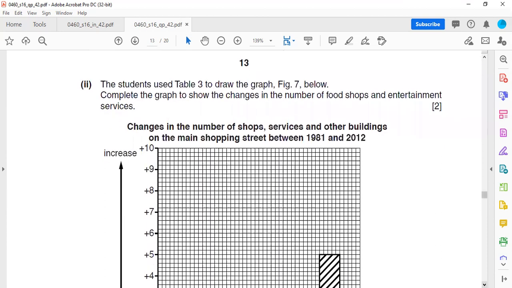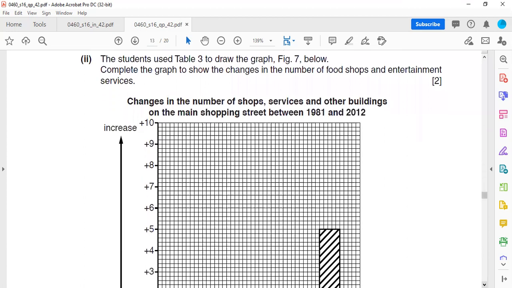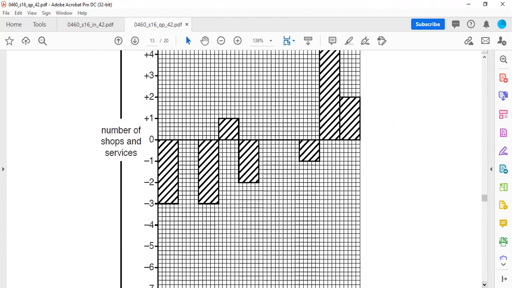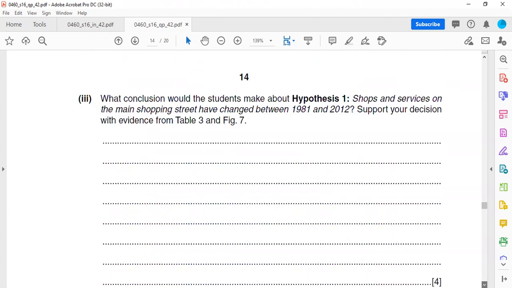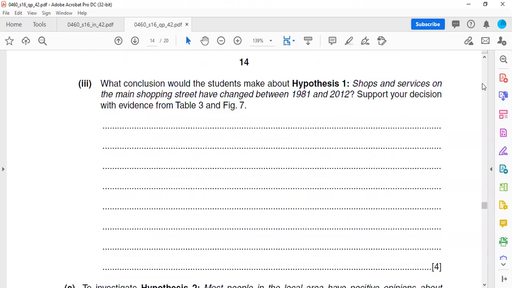The student used table 3 to draw the graph. Figure 7, complete the graph. I believe by now you can do all this kind of work. Just locate whatever they ask you to do and complete it. What conclusion would the student make about hypothesis 1? Shops and services on the main street have changed between 1981 and 2012.